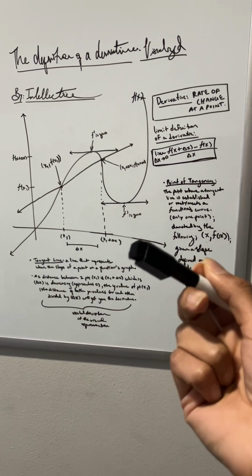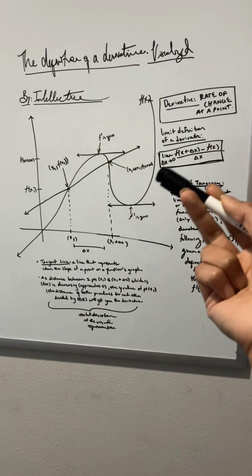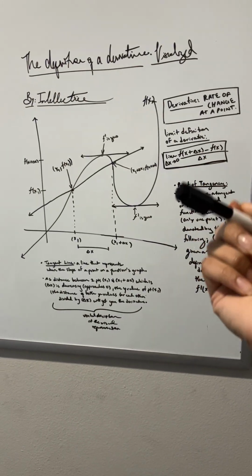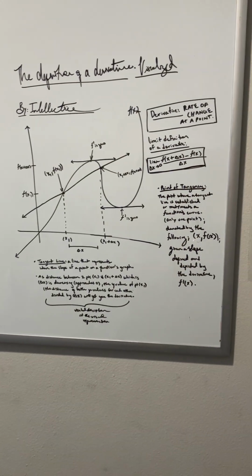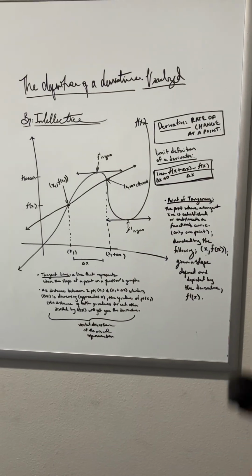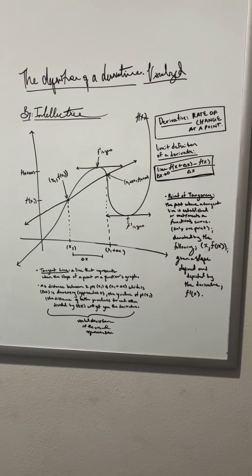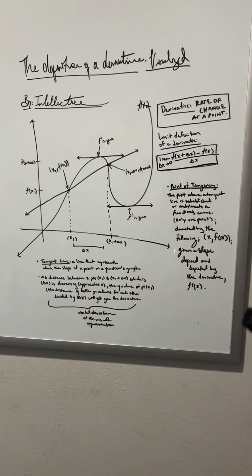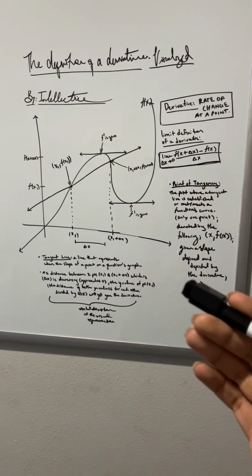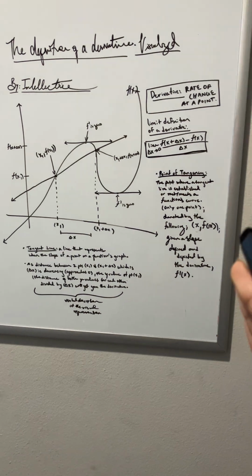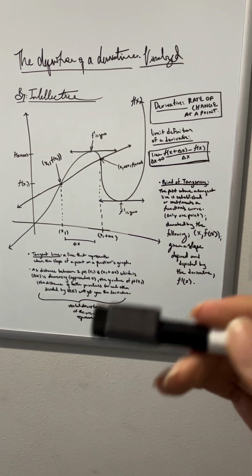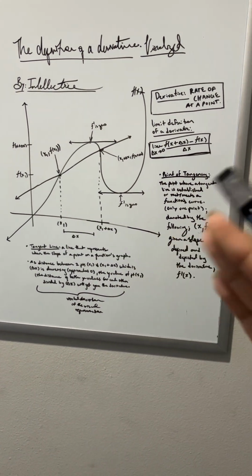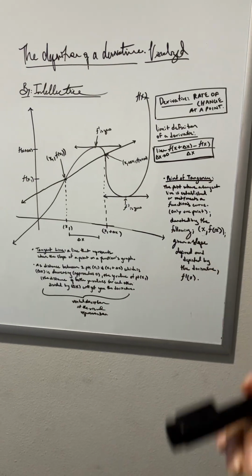And again, the derivative is the rate of change at a point, or it can also be defined as the instantaneous rate of change, right? What does that mean? That basically means how fast is something moving, but at a point on a function's graph, rather than slope, which is just a general approximation of rate on a function's graph.